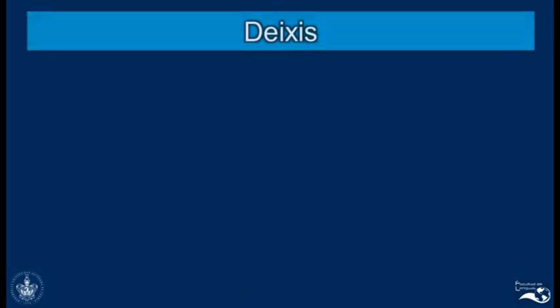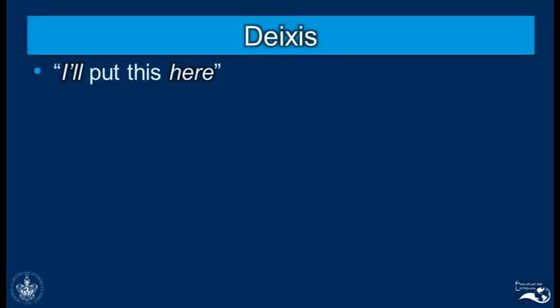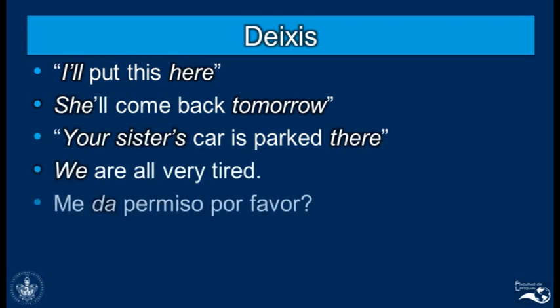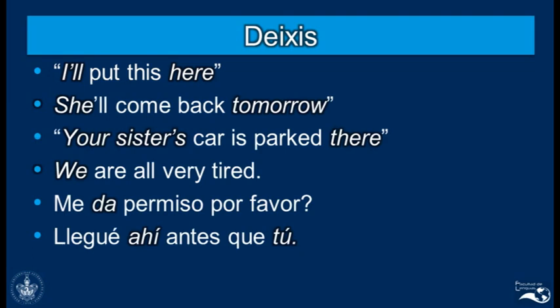Another important concept to understand sentential meaning is that of deixis. In these examples, we will see how deixis is used to indicate proximity or distance. I'll put this here. She'll come back tomorrow. Your sister's car is parked there. We're all very tired. Me da permiso, por favor. Llegué ahí antes que tú.